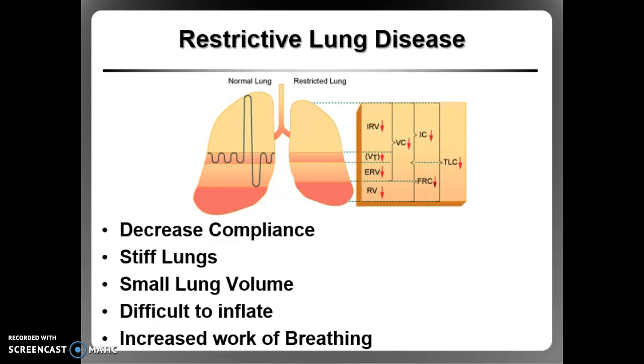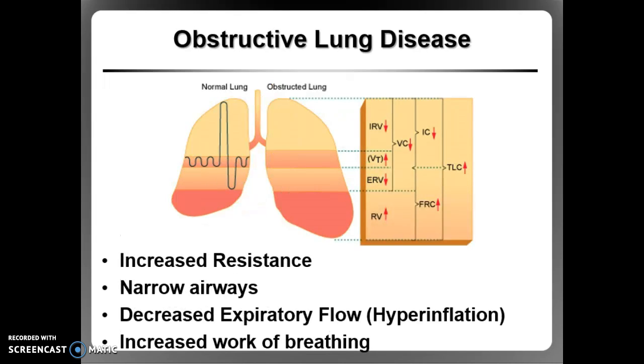If we have restrictive lung disease, we're going to see everything go down. There's decreased compliance, our lungs are stiff, so they're not going to inflate as high, meaning maximal inspiration and expiration are all decreased, and we're going to have a difficult time breathing. With obstructive lung disease, air comes in nicely, but it doesn't leave very easily, so the lungs inflate, which is why we see residual volume and total lung capacity both go up as well.